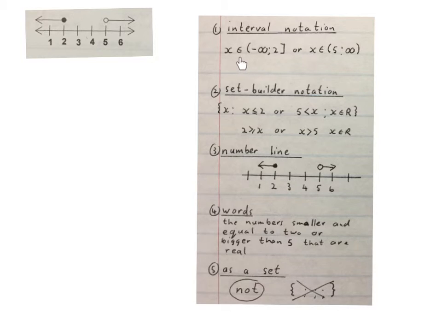It says x is an element of minus infinity to 2 including 2, or x is an element of 5 excluding 5 up to infinity. That's one way of answering this. Setbuilder notation we just did. I just want to show you something else.